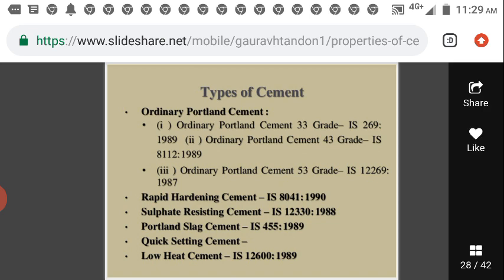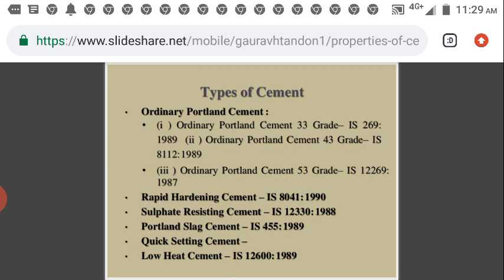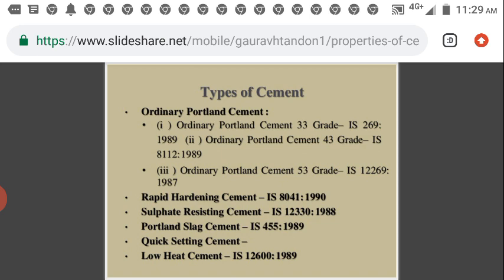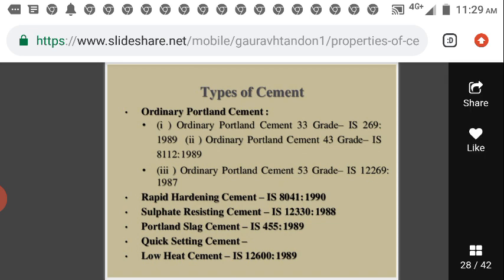For ordinary Portland cement of 33 grade, we use IS 269 1989. For ordinary Portland cement of 43 grade, we use IS 8112 1989. For ordinary Portland cement of 53 grade, we use IS 12269 1987 only. For different grades, they have given different designs, different water to cement ratios and water to binder ratios, so you have to follow that strictly.